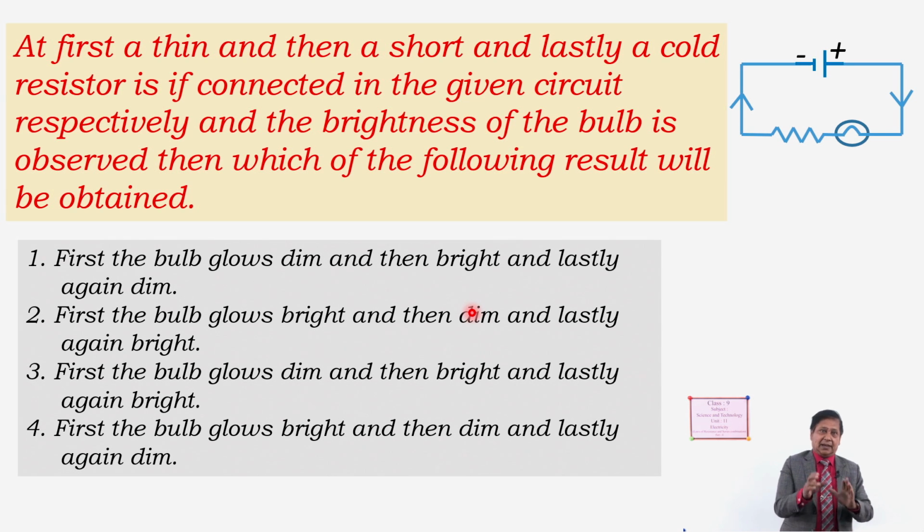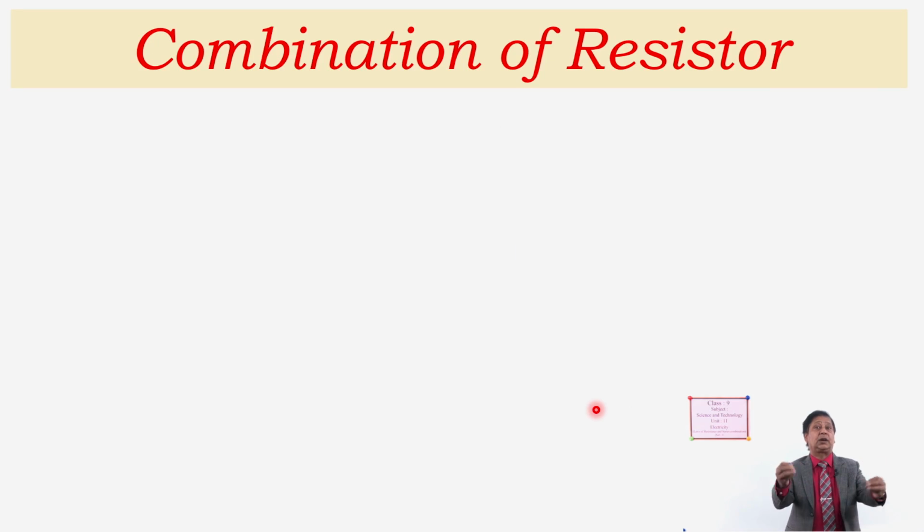Okay, now resistor and resistance we have finished. Now I want to enter into the combination of resistors. Let's start combination of resistors. Resistors can be combined with each other, and two or more than two resistors can be used together.